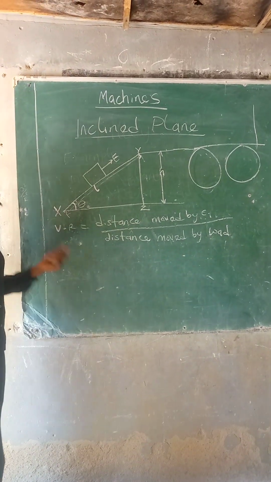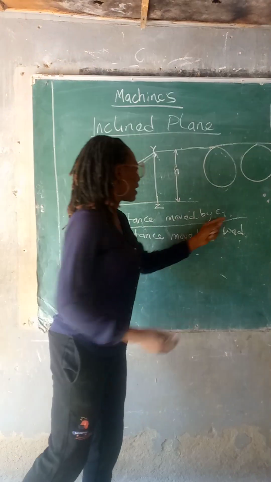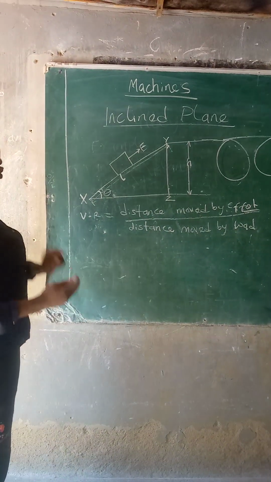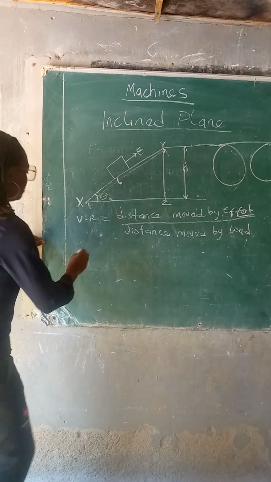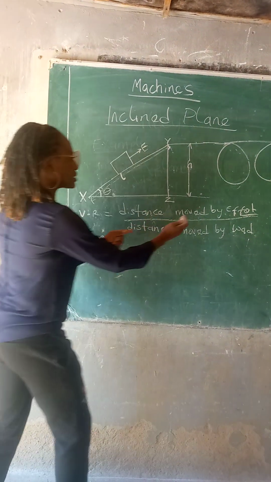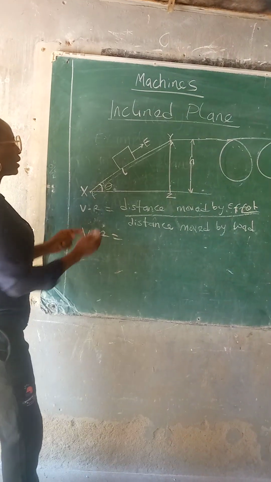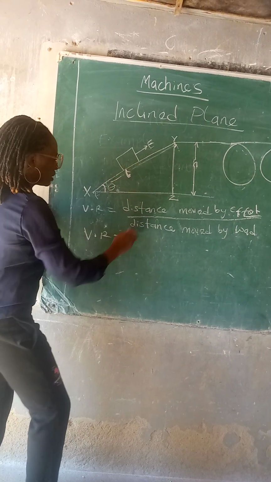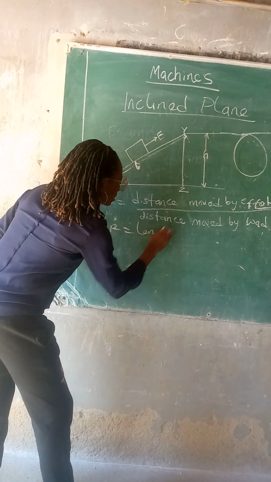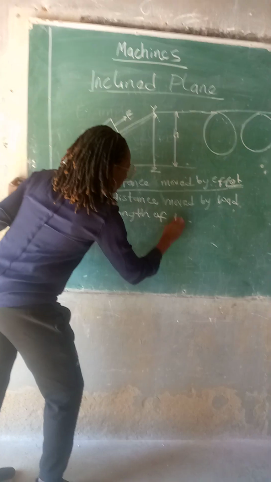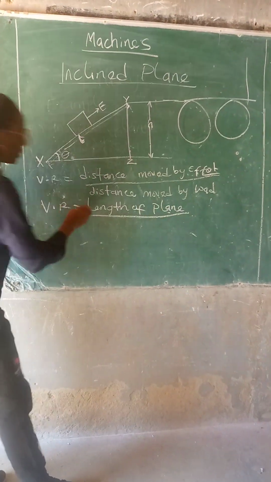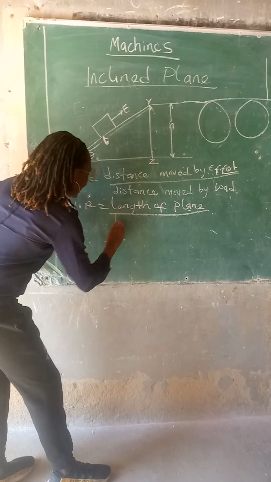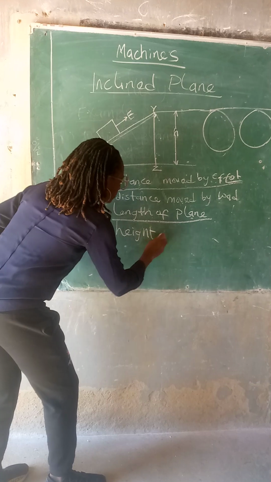Now we know that velocity ratio is simply the distance moved by effort all over the distance moved by load. Now in an inclined plane, the distance moved by effort is seen to be what? The distance L is seen as the length of the plane or plank, while the distance moved by the load is seen to be the height of the plank or plane.